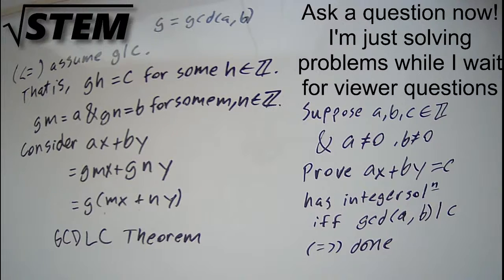Oh, I have found a quite large PDF of notes for a number theory class. GCDLC. Okay, here we go. The greatest common divisor linear combination theorem. For any integers a and b, where at most one of them is 0, the greatest common divisor of them can be expressed as a linear combination of a and b with integer coefficients.